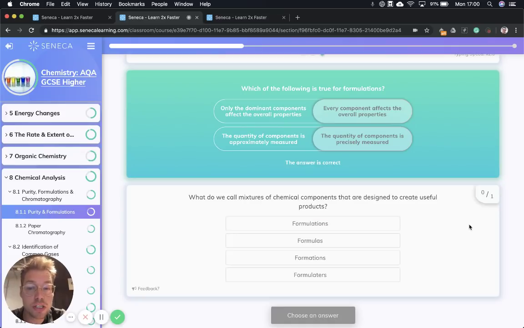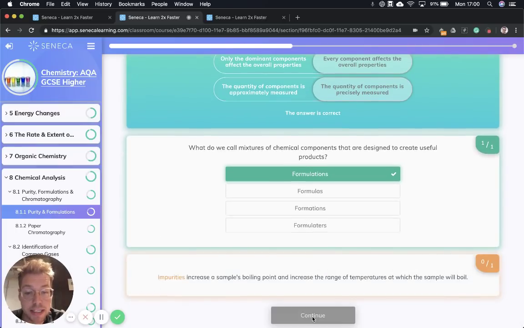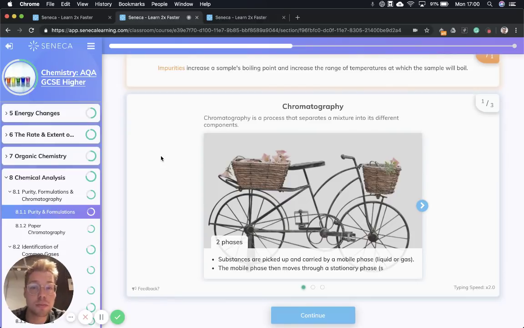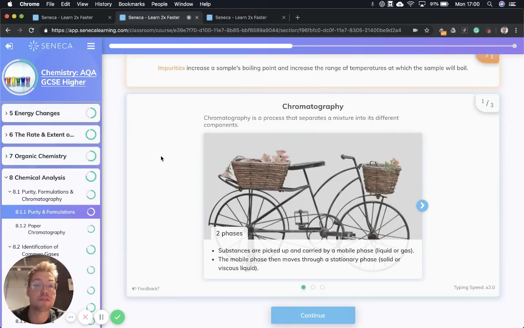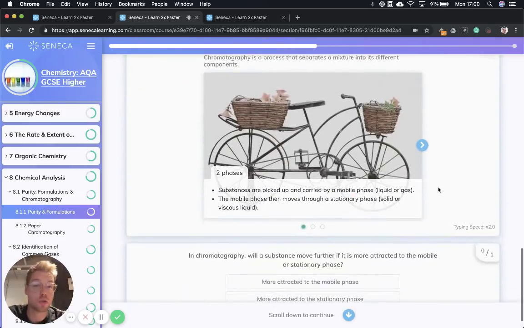So what do we call mixtures of chemical components that are designed to create useful products? That is a formulation. Remember that key definition. Now, do remember impurities? Impurities increase a sample's boiling point and increase the range of temperature at which a sample will boil. Okay, next we're going to talk about some cute chromatography.